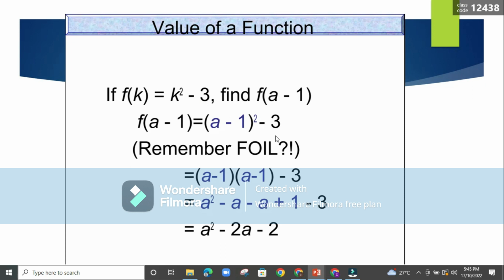So remember the FOIL method. So you have here the quantity of a minus 1 times the quantity of a minus 1, copy minus 3. Using FOIL method, you have a squared minus a minus a plus 1 minus 3. Combining like terms, you have a squared minus 2a minus 2.